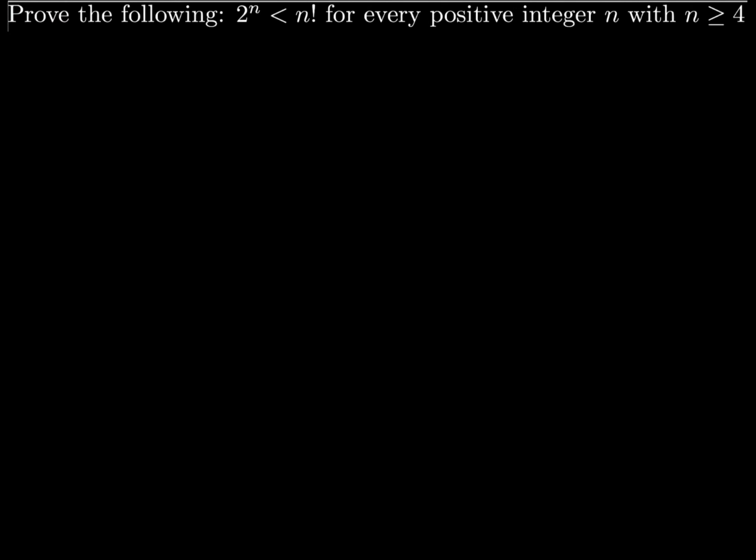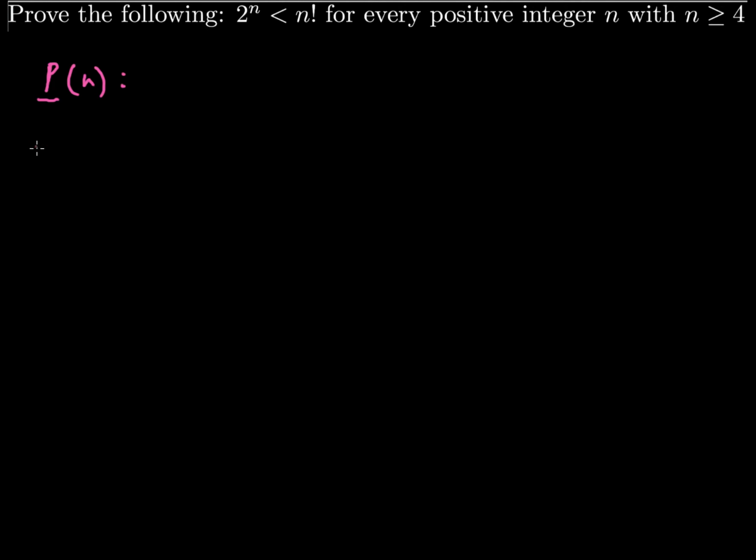Okay. So the problem is prove the following, where I have 2 to the power n is less than n factorial for every positive integer n, such that n is a positive integer that must be greater than or equal to 4. Okay, so what is the proposition here? The proposition here is basically restating the problem, which I'm going to state in terms of P of n, where P of n is the statement that 2 to the power n is less than n factorial for n being greater or equal to 4.